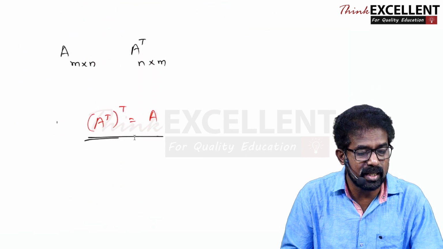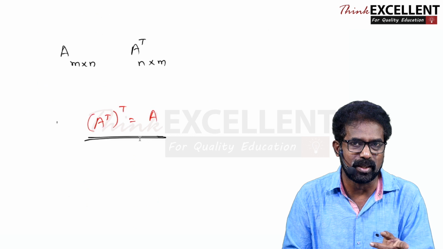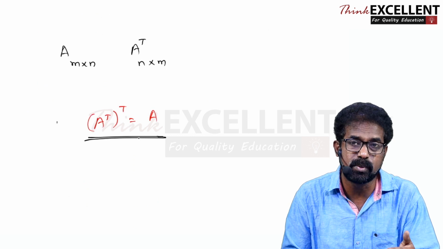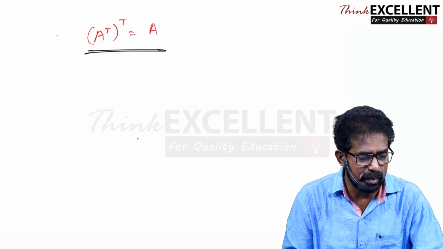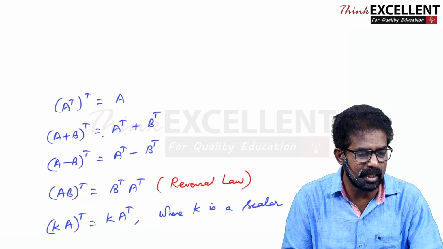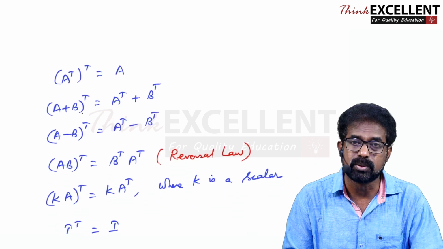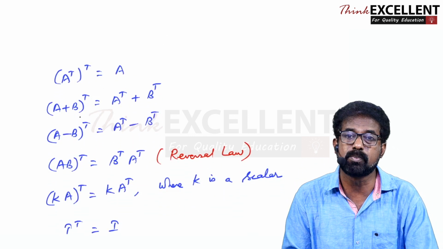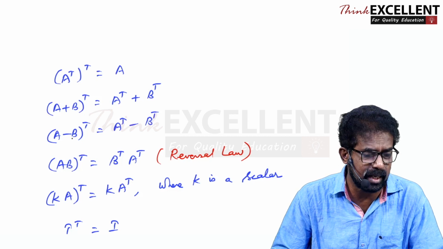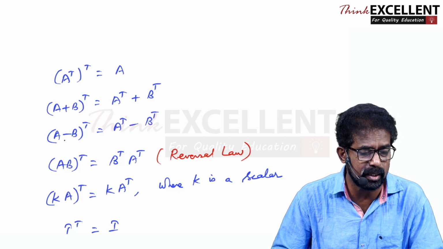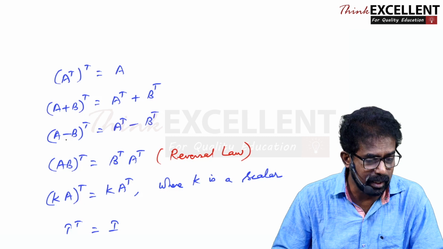Then if you take the transpose twice, you will get the original one, right? The transpose of A transpose is the same as A. And there are a lot of properties. A plus B transpose, separately you can give A transpose plus B transpose. Even for subtraction, A minus B transpose is A transpose minus B transpose.